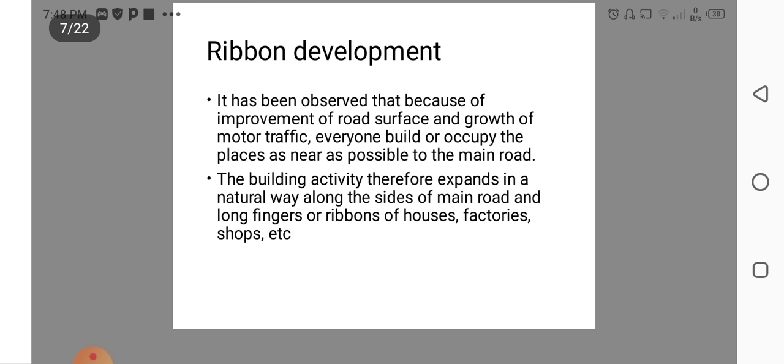Ribbon development. It has been observed that because of improvement of road surface and growth of motor traffic, everyone builds or occupies the place as near as possible to the main road. Building activities therefore expand in a natural way along the side of main roads, and long fingers or ribbons of houses, factories, shops, etc. are formed.